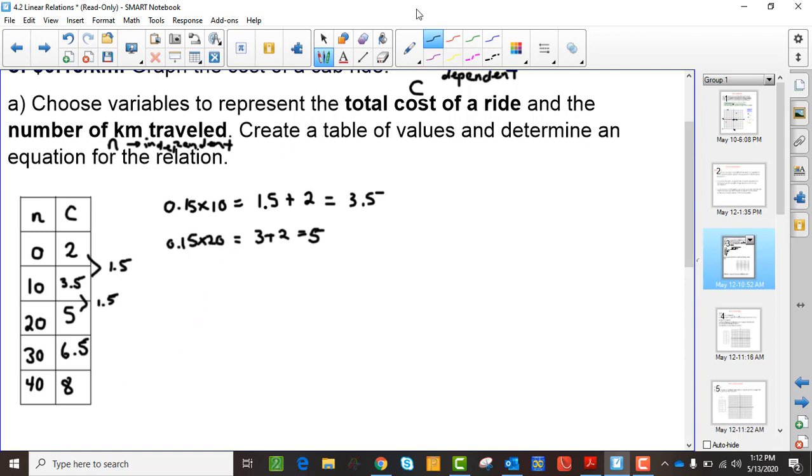Because n is the independent variable, I can choose whatever I want here. I could have gone up by 1. It doesn't make a whole lot of sense. If you're going for a cab ride, you're probably not going to jump in a cab to go a kilometer. If you are, it's either pouring rain or snowing, or you're just being a little lazy, right? A kilometer is not very far to walk. So that's why I jumped by 10 kilometers, because now we're talking 10 or 20 or 30 or 40 kilometers. Now we're talking a pretty significant distance, right?